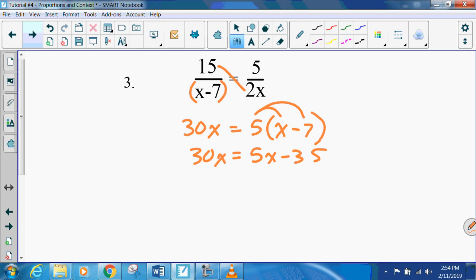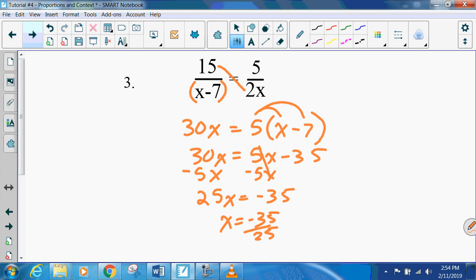We're going through things pretty quickly. Let's go ahead and subtract the 5x from both sides. Could you have done it the opposite way, by the way? Could you have 5x minus 35 on one side and 30x on the other? Absolutely. 30x minus 5x is 25x. Bring down the equal, that's gone. And then it looks like we're going to get something that's not going to be able to be fully simplified to an integer, but that's okay.